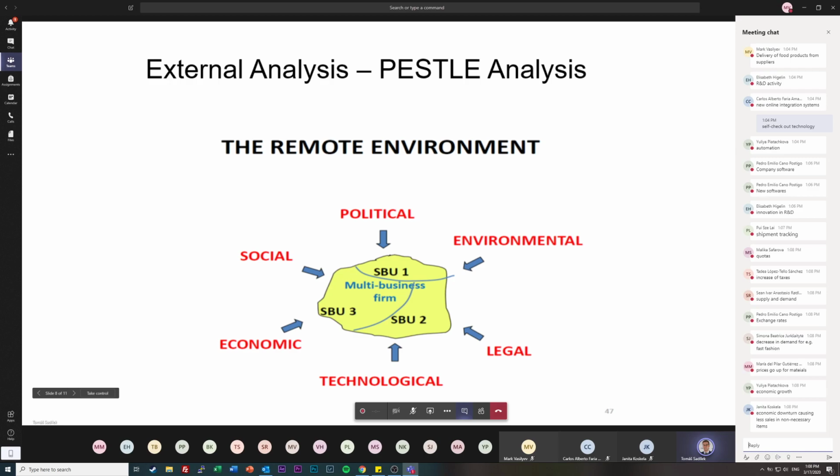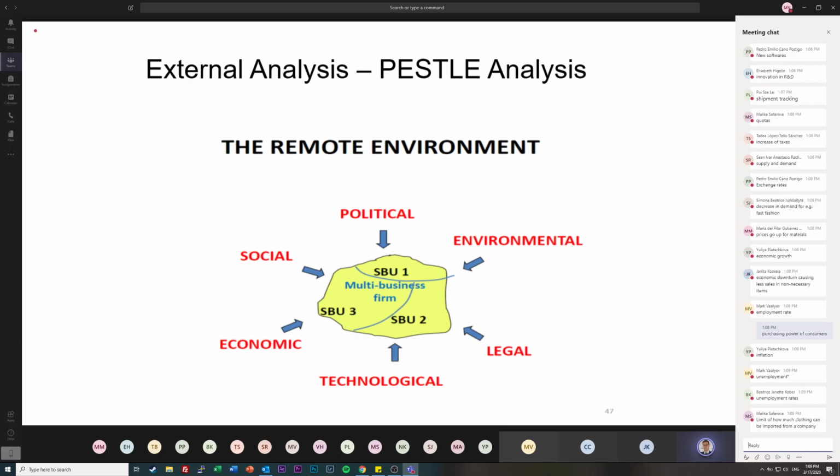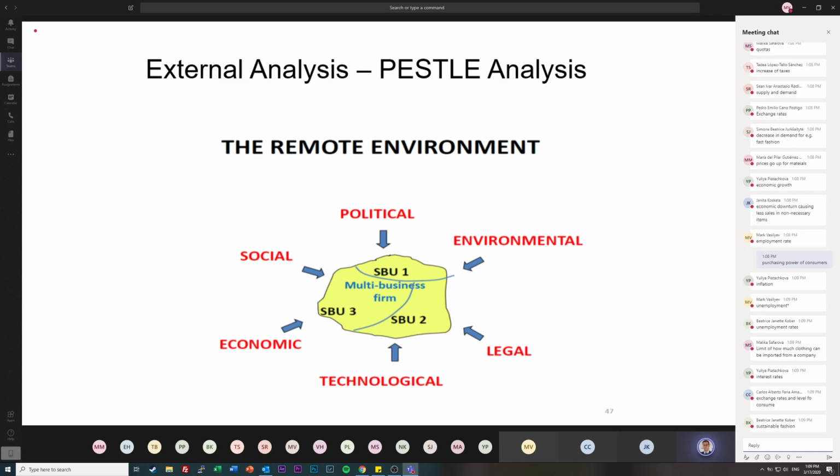What else is here? Economic downturn causing lower salaries, less spending on non-necessary items, inflation rate, employment rate, purchasing power of consumers, unemployment rates, limits on how much clothing can be imported by a company. That's for sure. Those are restrictions, like you mentioned, Malika. Okay, interest rates, exchange rates, the level of consumption, sustainable fashion.